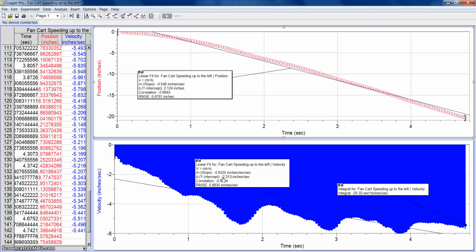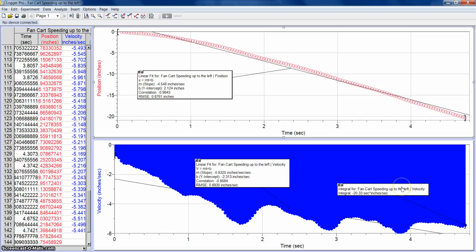Our b, or our y-intercept, is negative 2.313 inches per second, which is saying that at time equals 0, our velocity is negative 2.31 inches per second. So our car is already going negative 2.31 inches per second at time equals 0.